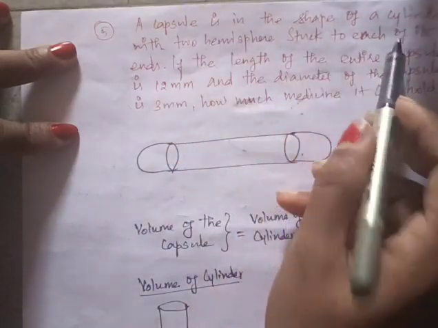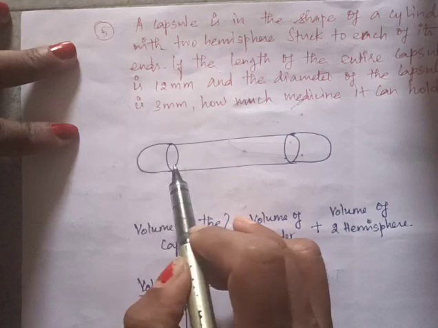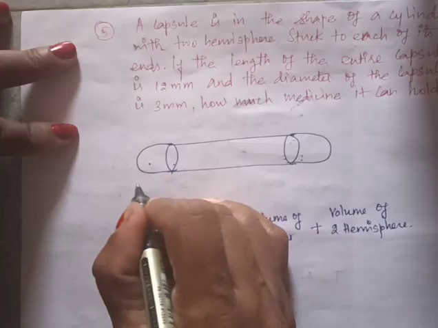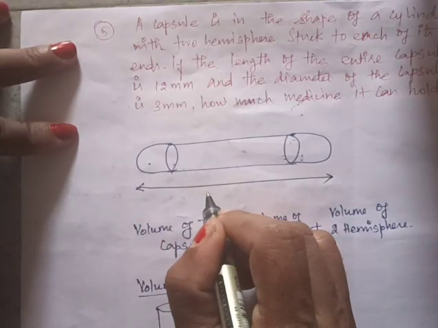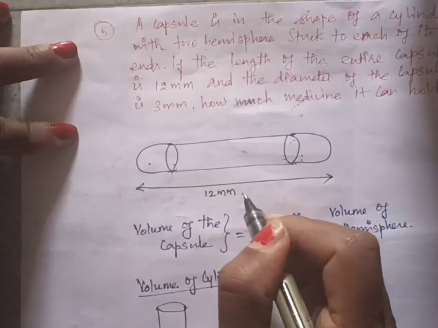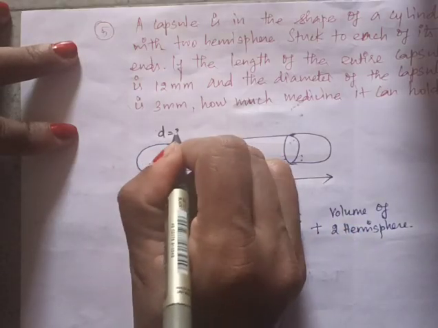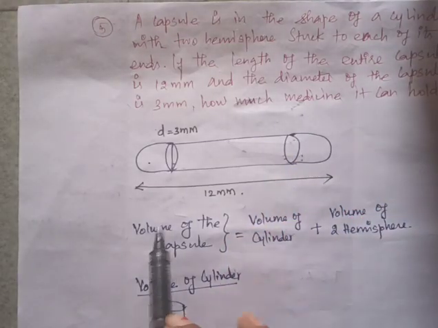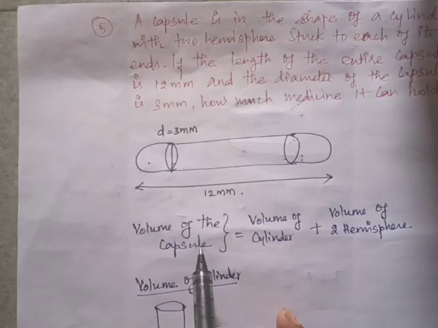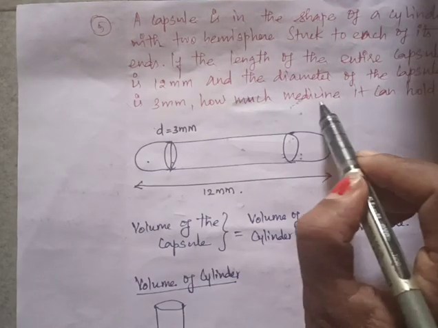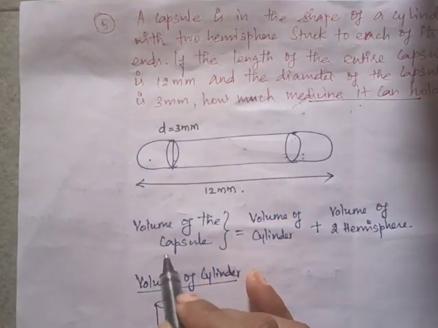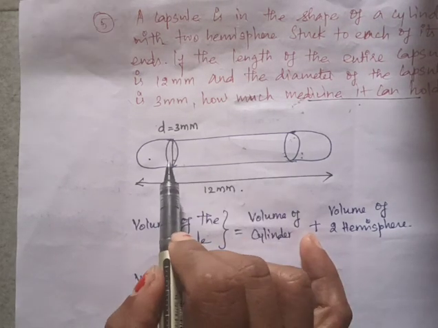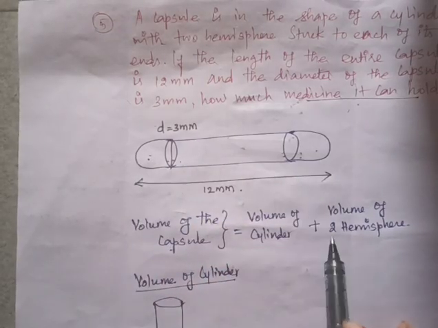Fifth sum. A capsule is in the shape of a cylinder with two hemispheres stuck to each of its ends. If the height of the entire capsule is 12 mm and diameter of the capsule is 3 mm, how much medicine can it hold? In this sum, how much medicine it can hold is nothing but the volume of the capsule. Volume of the capsule is the sum of volume of the cylinder plus volume of two hemispheres.